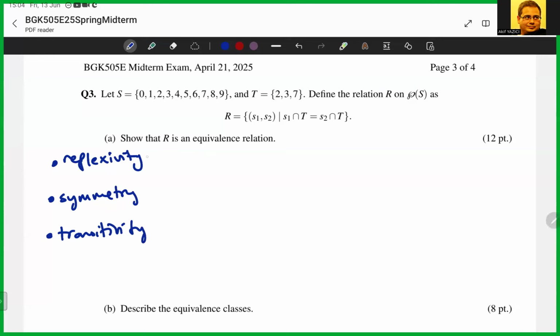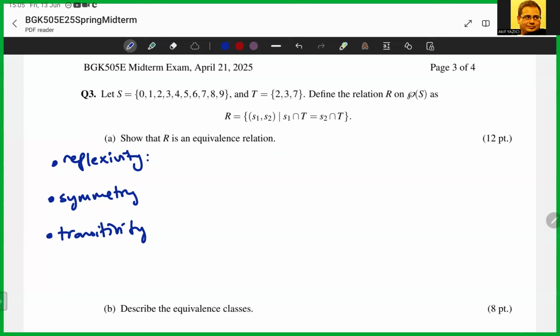So reflexivity, remember what reflexivity is. I want all pairs such that the ordered pair has the same two elements. Okay, so I want, let's say, (S1, S1), (S2, S2), and so on. So I want all of these pairs. And therefore, the question is: is every subset in the power set of S related to itself through R?